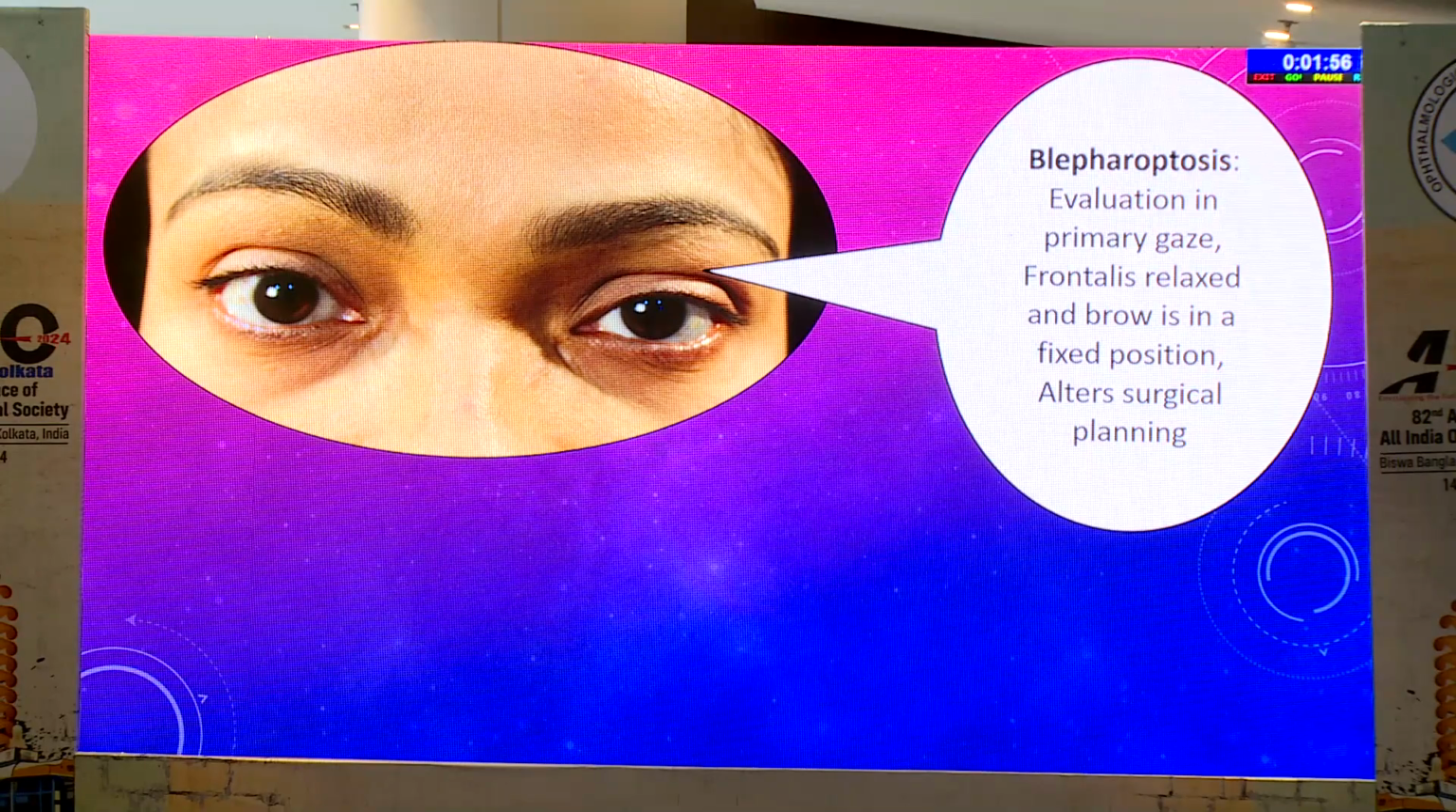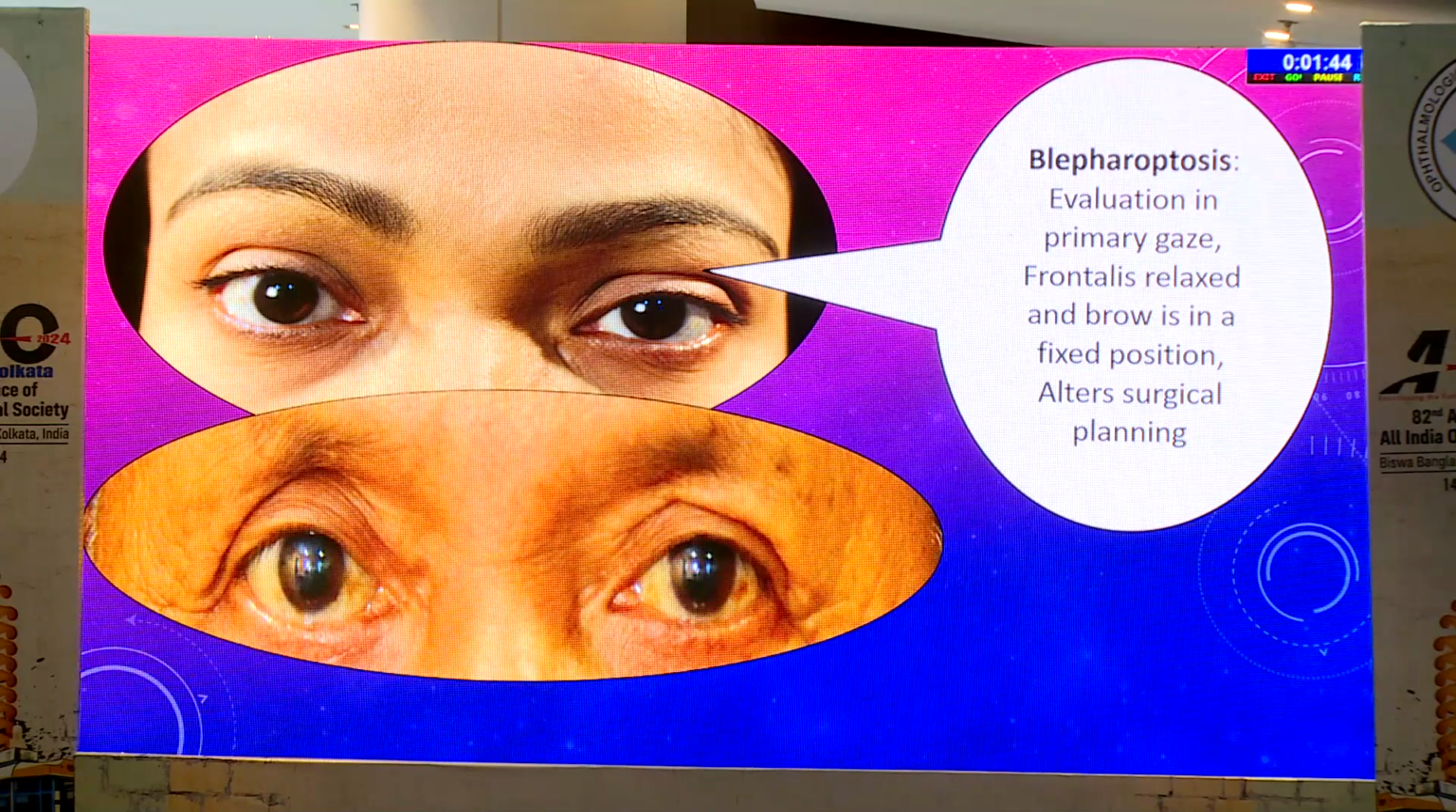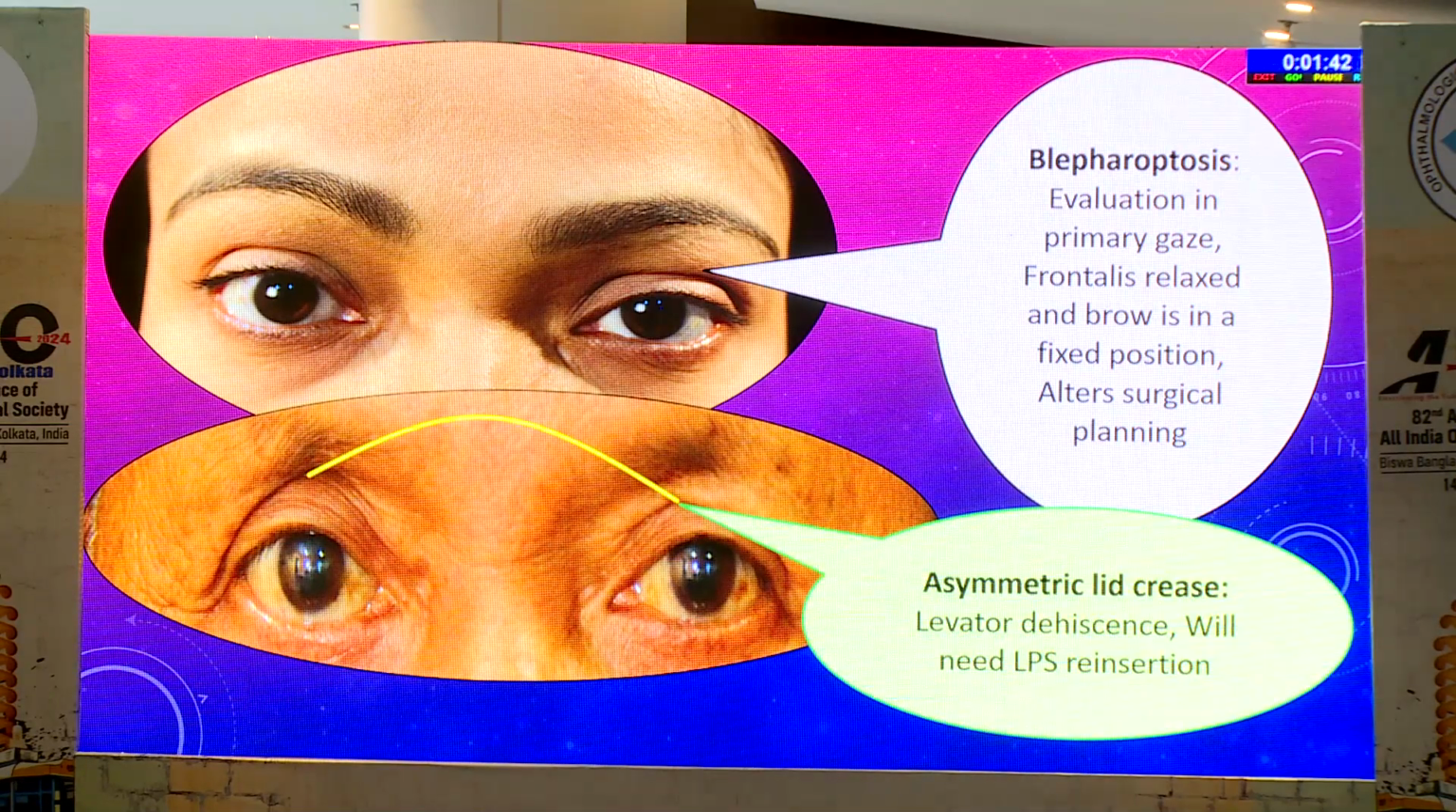Blepharoptosis: we must evaluate any pre-existing ptosis in the primary gaze with frontalis relaxed and brow fixed in its natural position. This will definitely alter surgical planning of blepharoplasty. What you can see in this picture is an asymmetric lid crease that also needs to be carefully looked for, because in case of an asymmetric lid crease wherein it's upshifted, it could mark levator dehiscence. So in these patients with levator dehiscence and coexisting dermatochalasis, in addition to blepharoplasty, you may have to perform an LPS reinsertion.